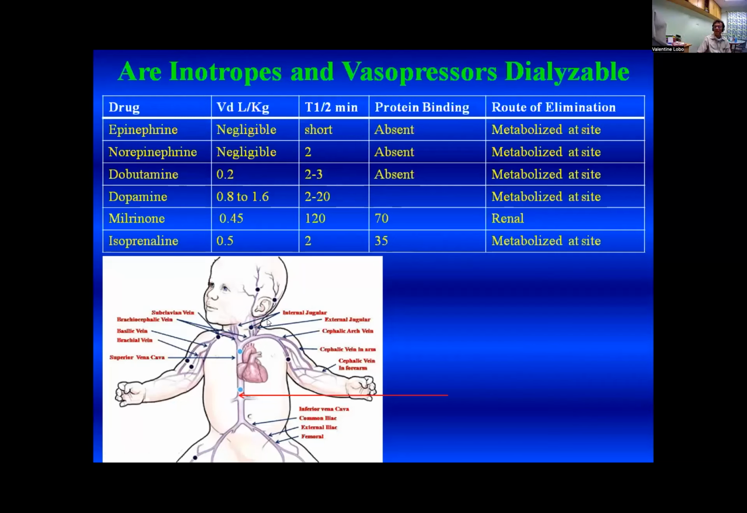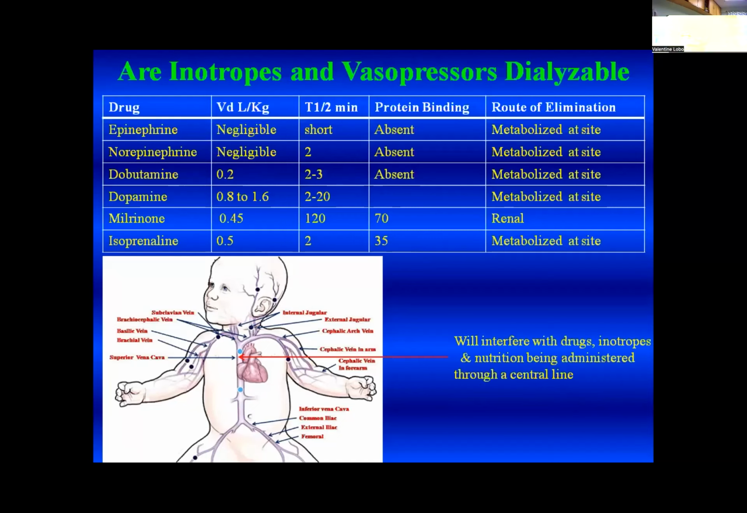But if we have placed our catheter here in the superior vena cava, and we also have our delivery of drugs, of inotropes, of nutrition, etc., into this same site, then these will be pulled out of the patient and into the extracorporeal circuit before they have a chance to reach the site of action. So in this situation, it's better to site our catheter at a safe site for a dedicated RRT catheter in the femoral vein and make sure that it's long enough to reach the IVC.